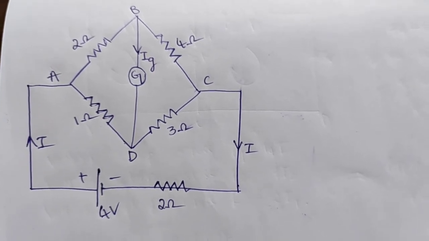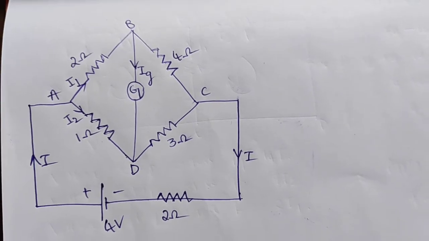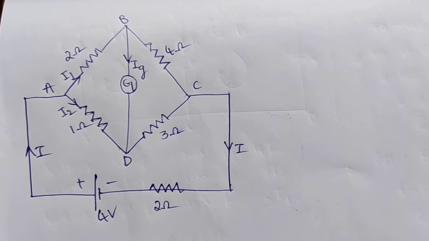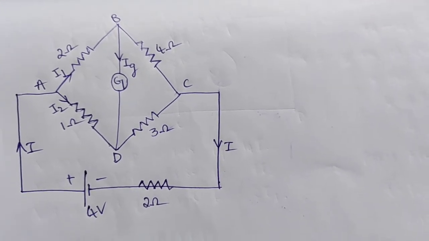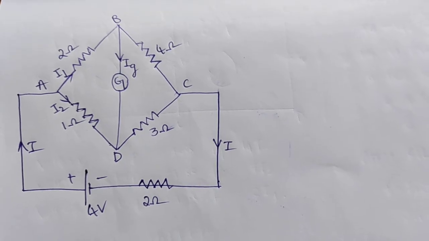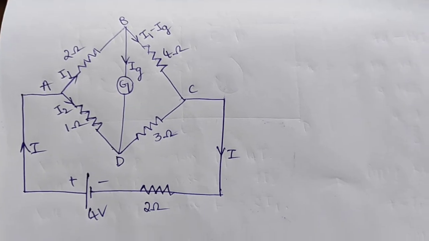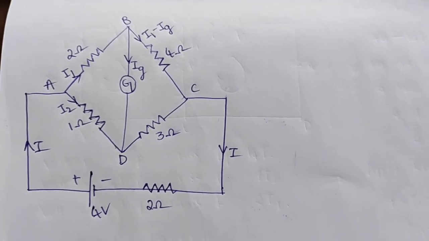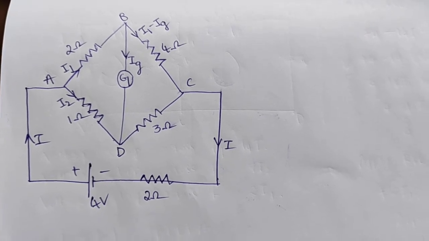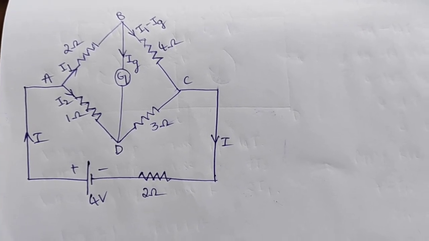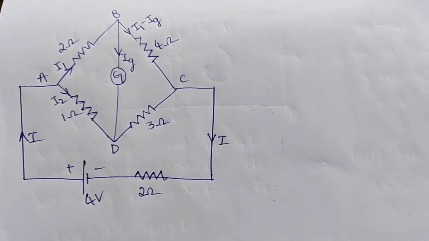At point A, the current I is divided into two parts, that is I1 and I2. After going towards point B, the current I1 divides into Ig and another I1 minus Ig, because when we add these two currents we should get I1. I1 minus Ig plus Ig is equal to I1. So we satisfy the Kirchhoff current law here.